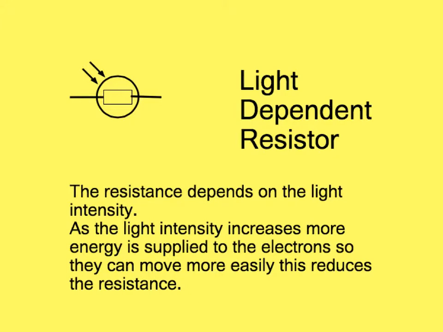Moving on to LDRs then, which are light dependent resistors. For an LDR, the resistance depends on light intensity. As the light intensity increases, more energy is supplied to the electrons so they can move more easily, and that reduces the resistance in the circuit. As the resistance decreases, remember, that causes an increase in the current.